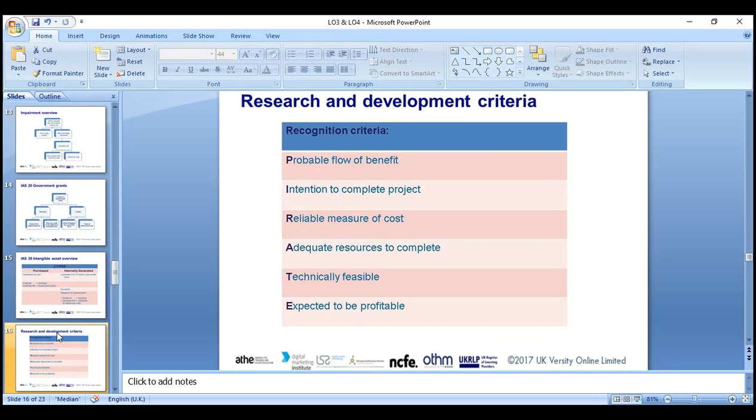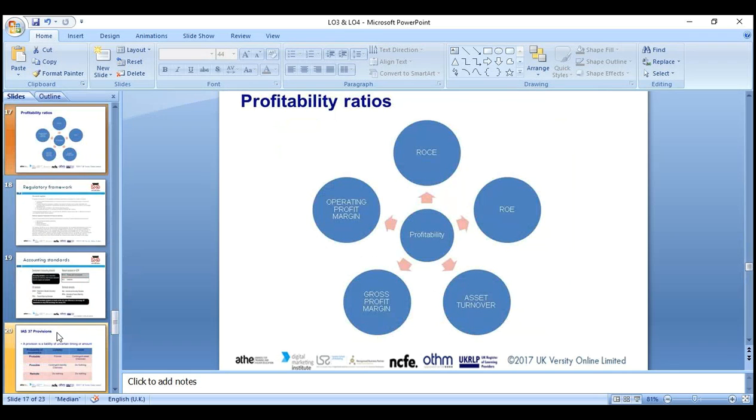Technical feasibility. Some companies may develop something and have the knowledge, they are at the development stage, but they don't have the technical feasibility to do it. So we can't include it as goodwill in our books of account because we don't have the technical ability. Expected to be profitable: if it is expected to be profitable, then we can include it in future. Okay. Any question? No, sir.